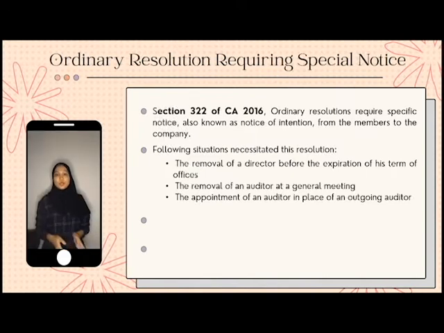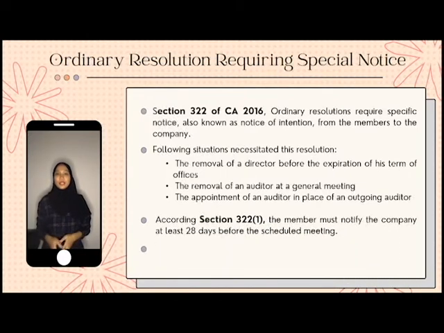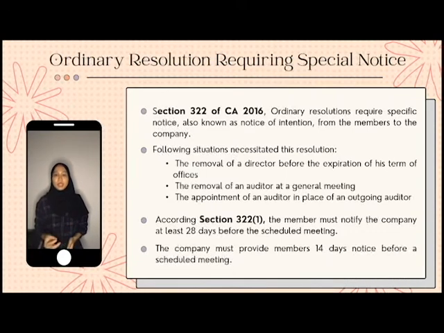If a member wants to move a resolution, Section 322 Clause 1 of the Companies Act 2016 says that the member must give at least 28 days notice before the meeting. And to make sure everyone knows about the meeting, the company must give them at least 14 days notice before the meeting.